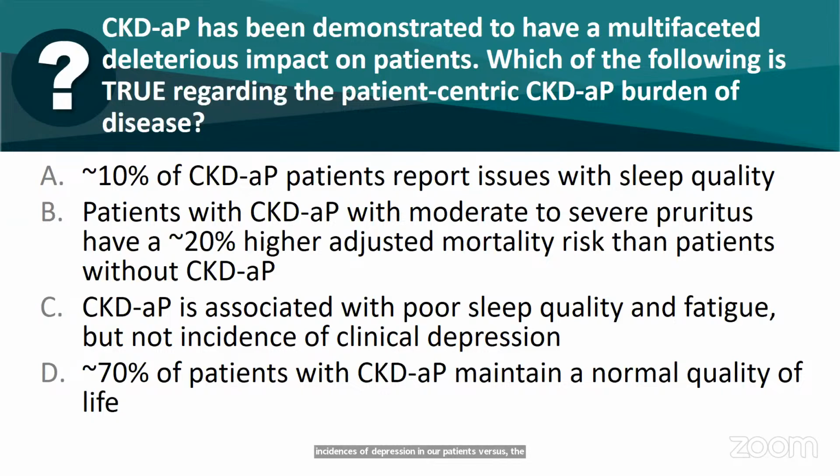But most profoundly, if you remember in earlier slides, we looked at the DOPPS data, especially DOPPS-2. It looked at CKD pruritus in our patients, and there was a 21% increased adjusted risk of mortality versus patients without any pruritus. As such, this is why answer B is correct.